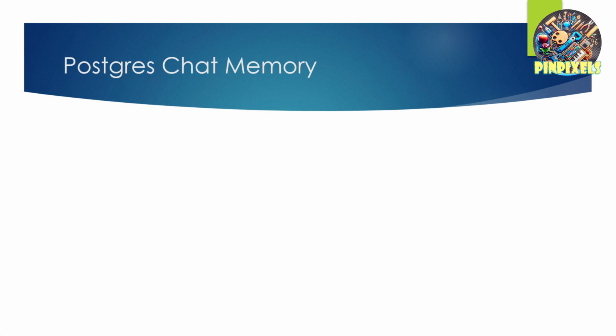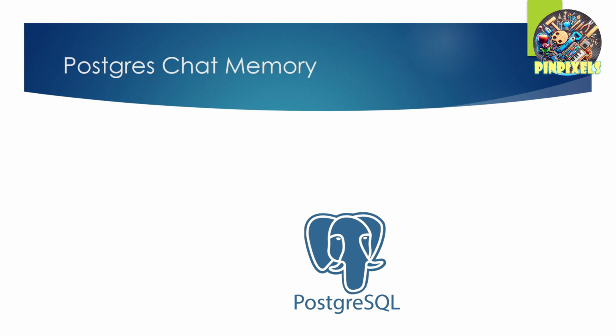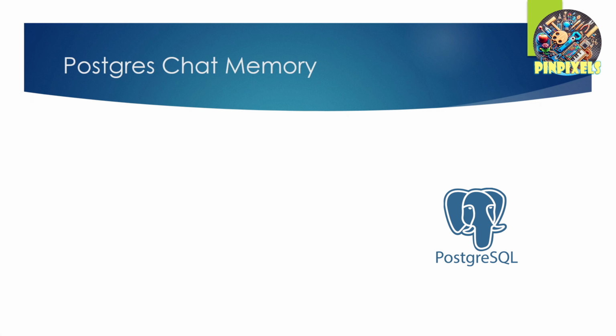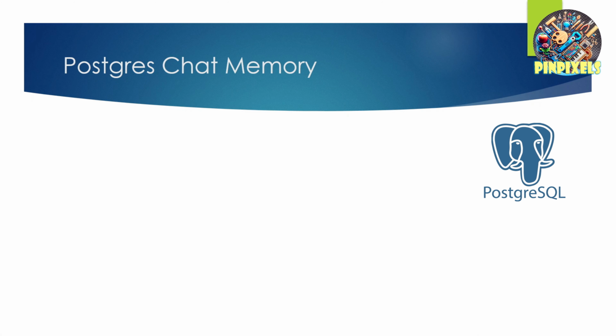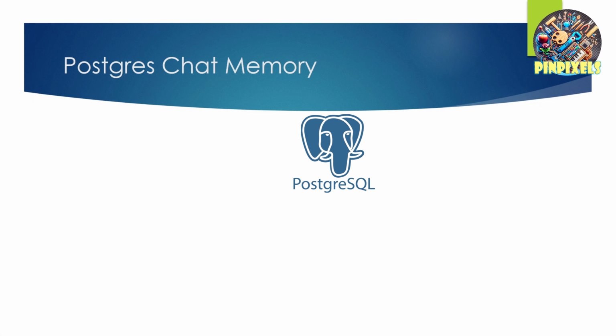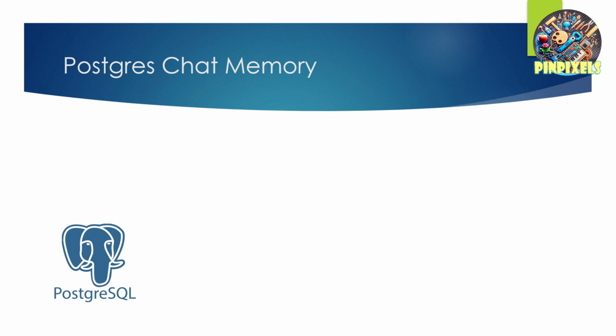Now comes one of the other very popular options that we are going to set up in the video. It's called Postgres chat memory. It's basically a standalone database with a dedicated chat memory history table. This is one of the options that is used for AI chat memory.